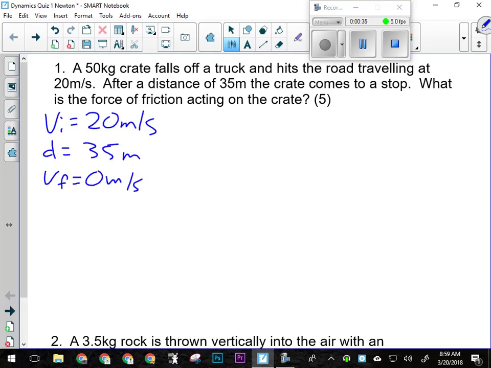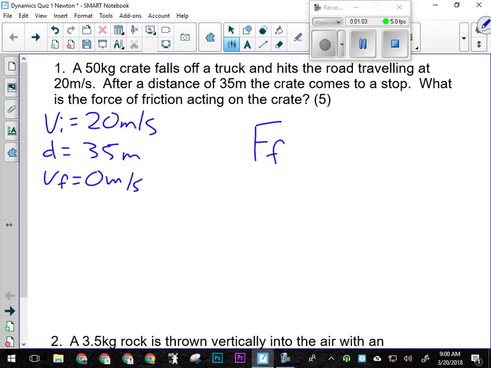What is the force of friction acting on the crate? What's the only force once it's on the ground that's important that's slowing the crate down? Friction. If that's the only force, then it's also by default the net force. It's the force of friction, but it's the only force that's bringing it to a stop. Gravity and normal force are already balanced because it's already on the ground. It isn't moving vertically once it's on the road. So the only force slowing it down is friction.